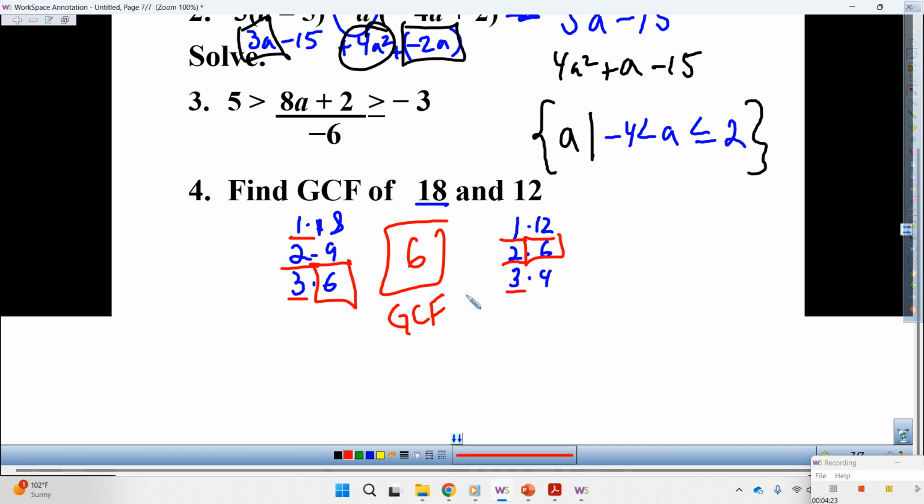Make sure you get that process down because we're going to be using that pretty soon, but with polynomials. Let's go. Okay, we good?